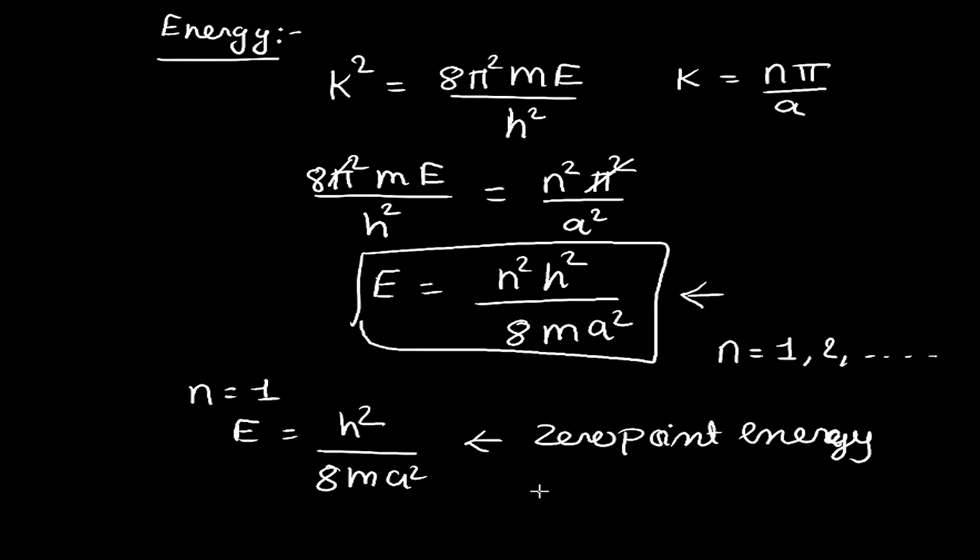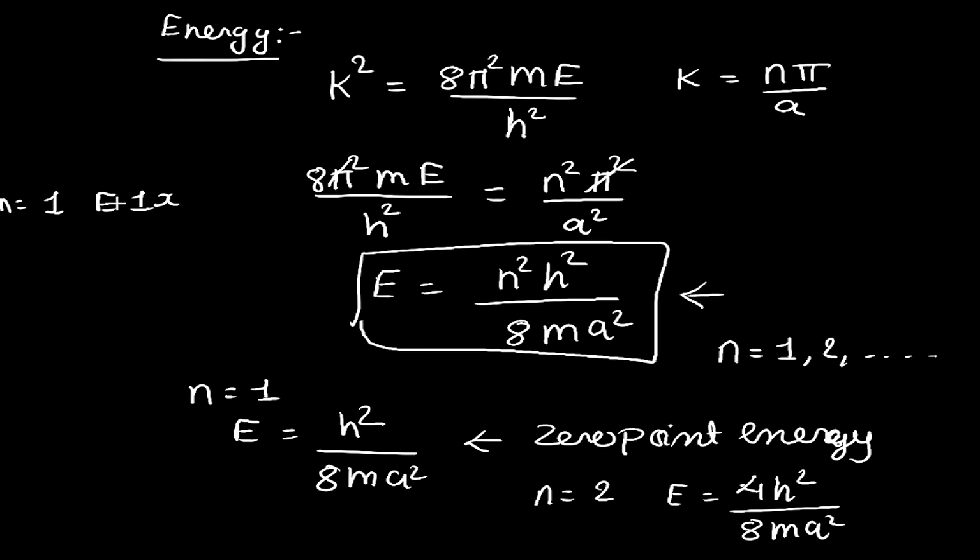For the first excited state n will be equal to 2, and hence the value of energy will be 4 h square upon 8 m a square. Similarly for n is equal to 3, 4, 5 and so on. So in general we will get h square by 8 m a square, I will write it as x. So for n is equal to 1, E will be equal to 1x.